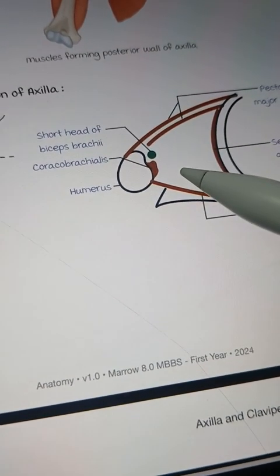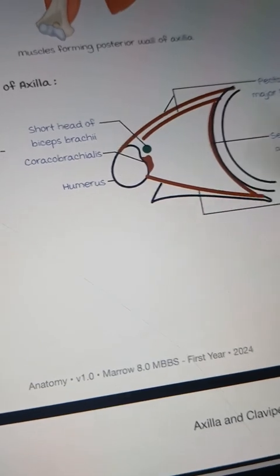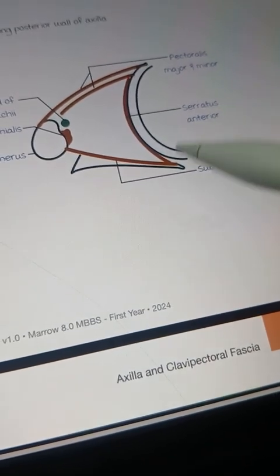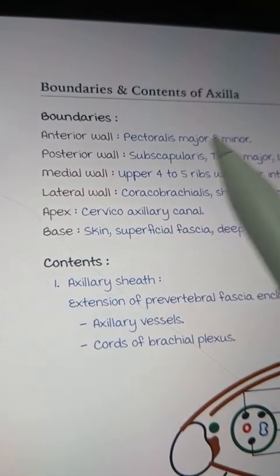Then we have the short head of biceps brachii and coracobrachialis around the humerus, and we have the subscapularis muscle, and basically we have the serratus anterior muscle, which is very important. Now let's talk about the boundaries and contents of the axilla.